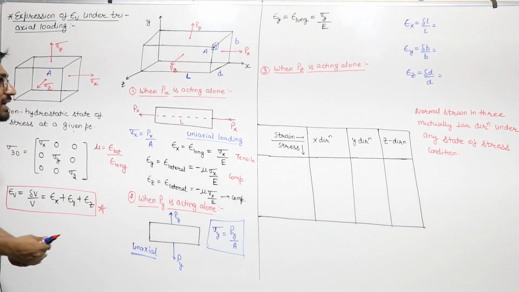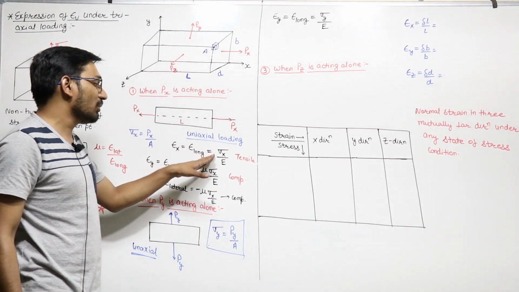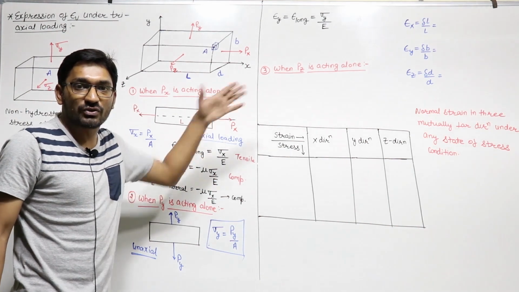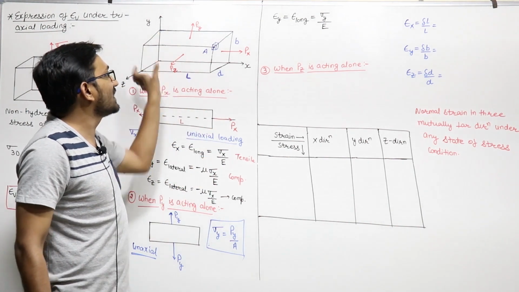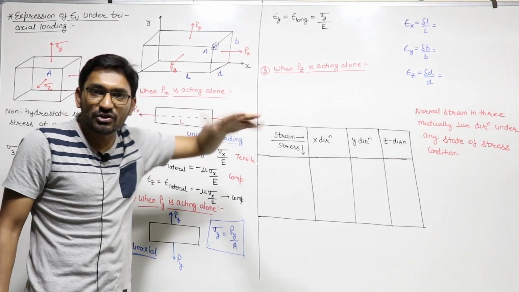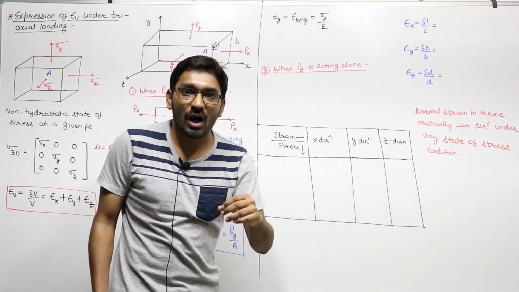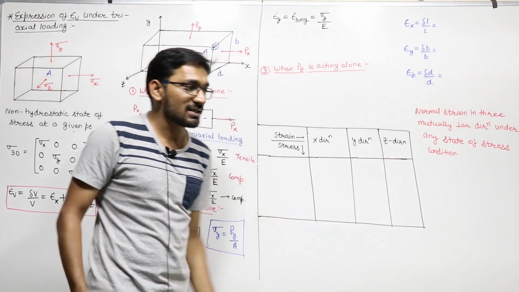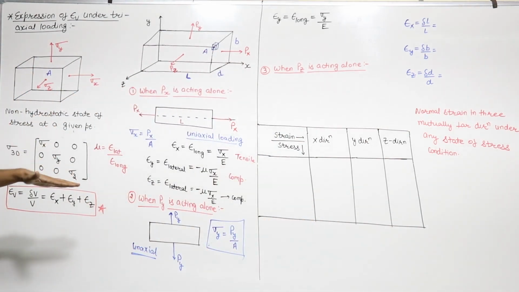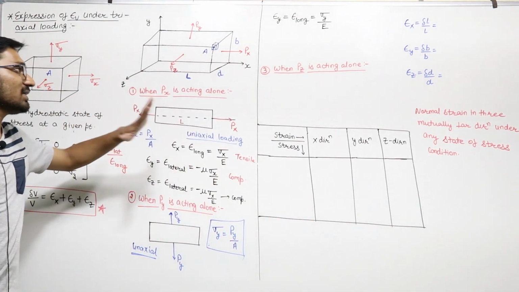Just remember one thing, you cannot write the formula that strain is equal to stress upon Young's modulus for combined loading. This is not valid. It is only valid for a uniaxial state of stress. So I am taking the case when Py is acting alone, and when Px is acting alone.